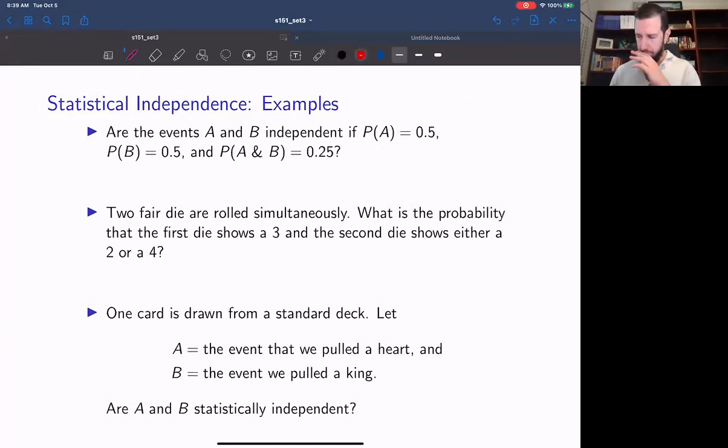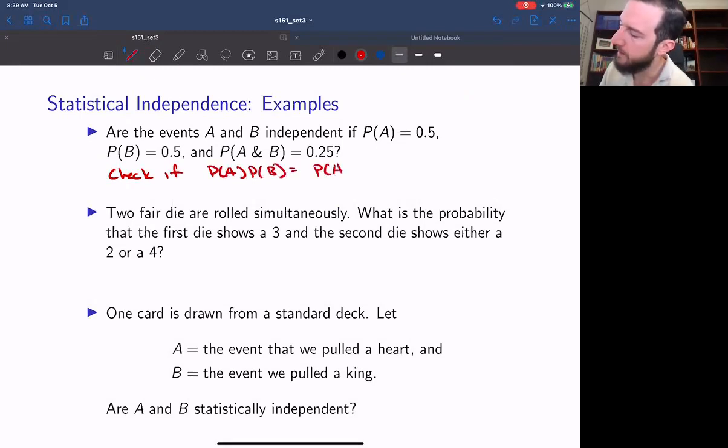We are given the two marginal probabilities and the intersection. So we're going to check if P of A times P of B is equal to P of A and B. This is how we are going to determine independence. Does the left side equal the right side?